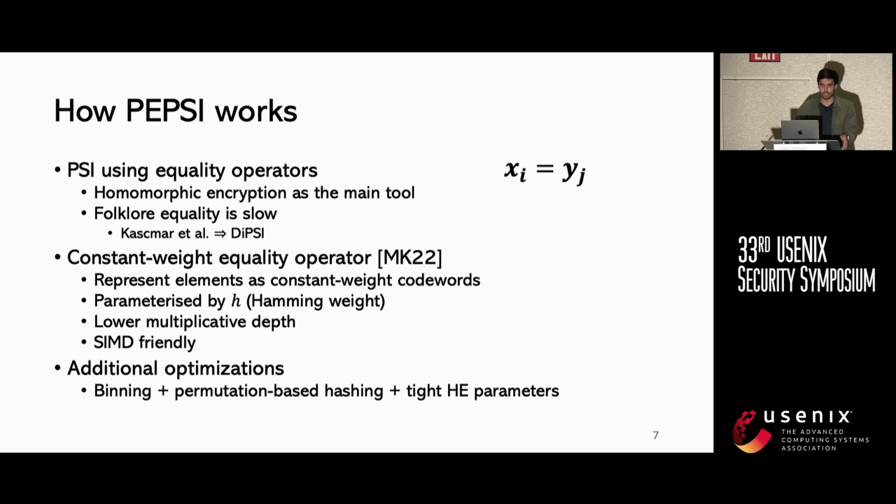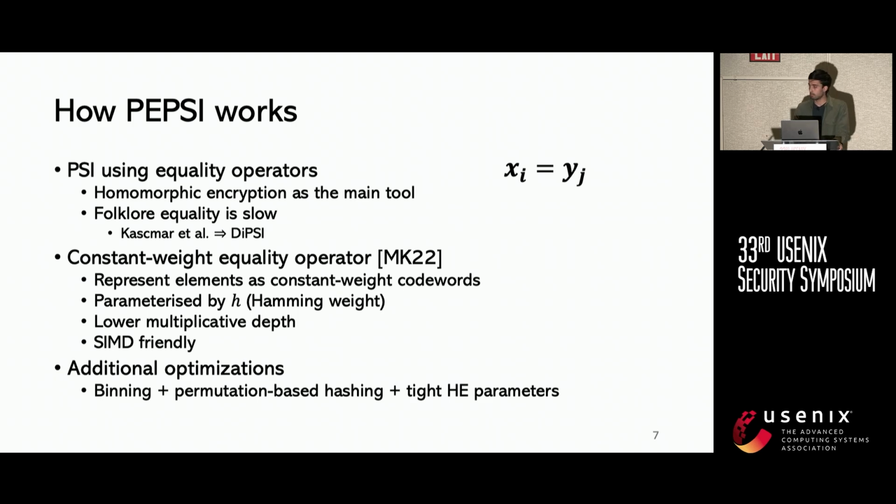Binning, for example, is very common. It was mentioned in the previous talk too. The nice thing about PEPSI is that it's compatible with any of the binning techniques that exist in the literature: cuckoo hashing, dual hashing, normal hashing. And that helps us reduce the overall number of pairwise comparisons that we have to do between client and server elements.